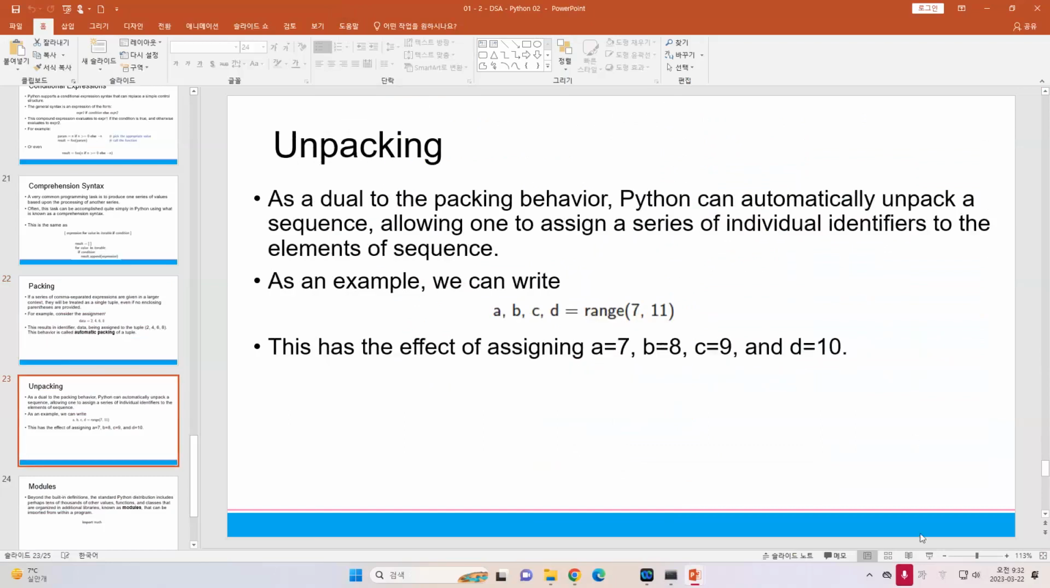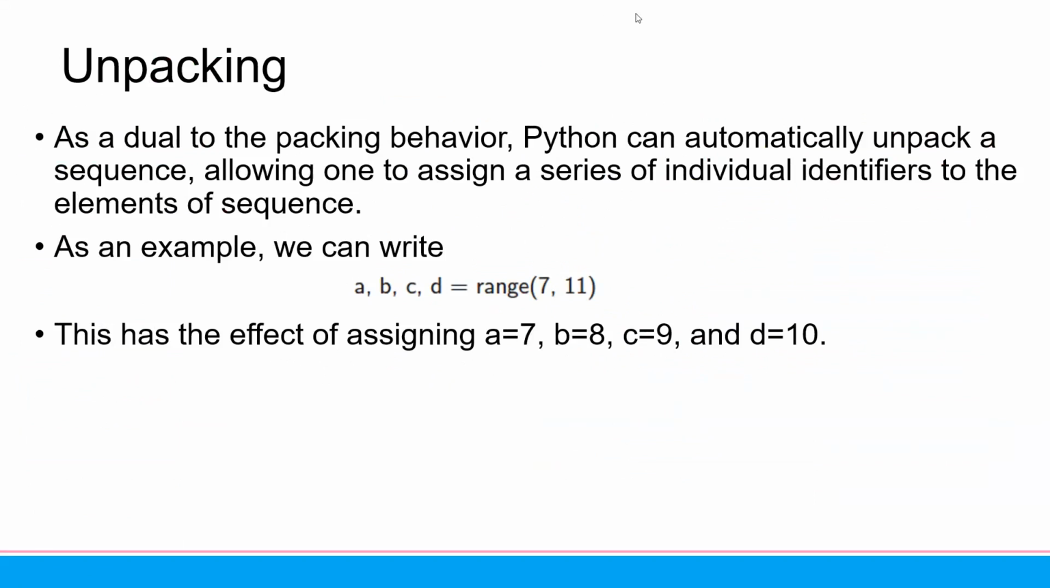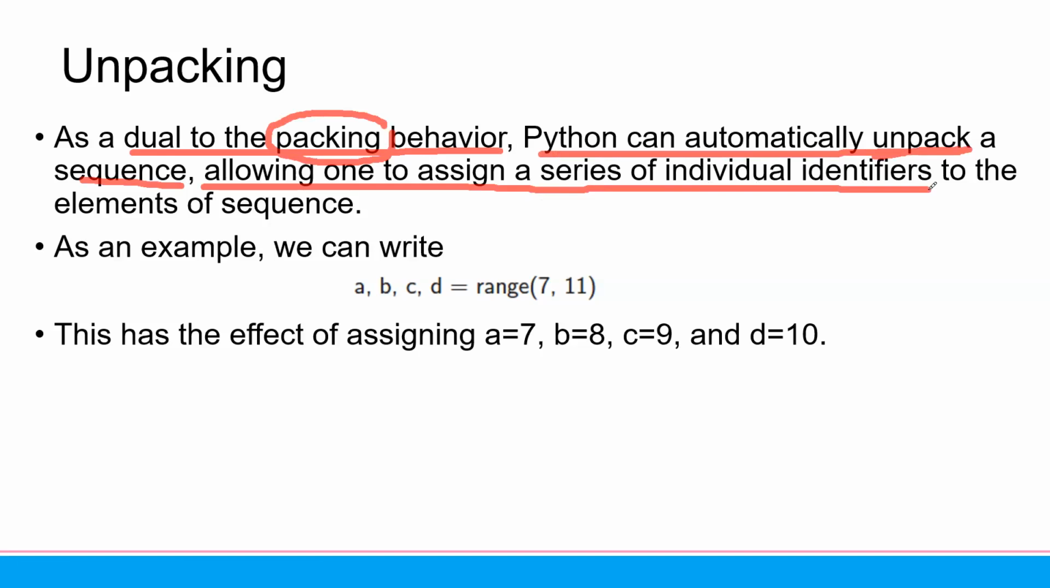Unpacking. Unpacking as a dual of the packing behavior. Okay. So we learned the previous one is packing. Once we have a lot of data, we can put it into one tuple. But for this one, we can put it into different variables because this one is unpacked. So Python can automatically unpack a sequence, allowing one to assign a series of individual identifiers to the elements of a sequence.